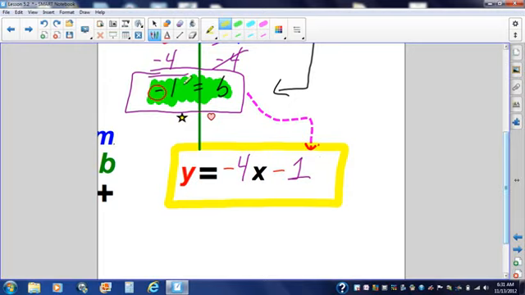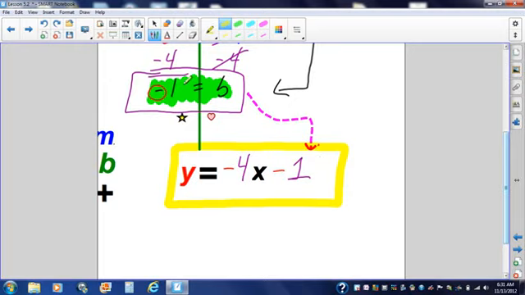Alright, let's summarize. Here we go. Please write this on your paper and we're done. To write the equation of a line without graphing, number 1, you're going to label the ordered pair. So whatever ordered pair they give you, you're going to label 1 x, you're going to label 1 y. Label the ordered pair. Number 2, write the equation y equals mx plus b.